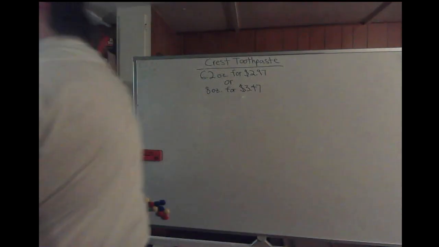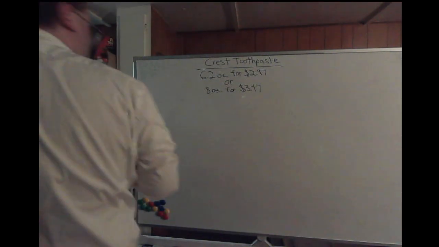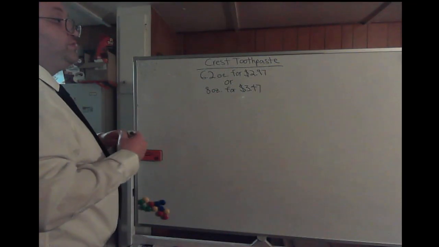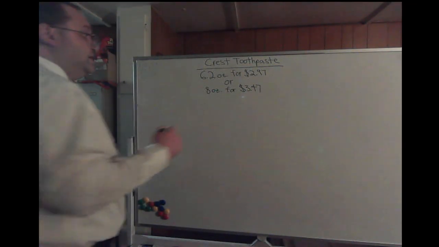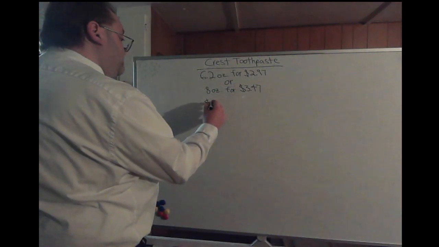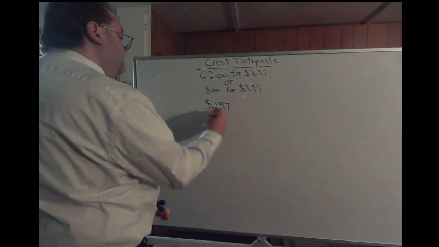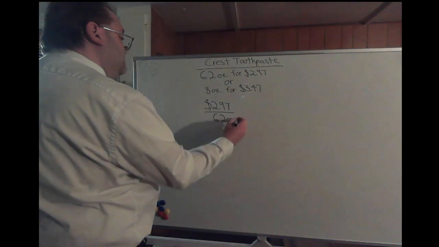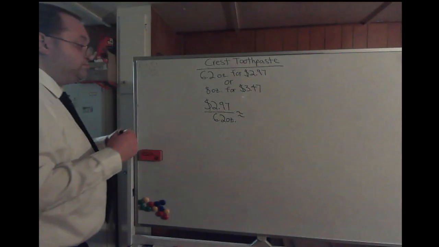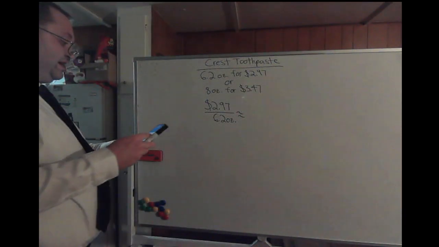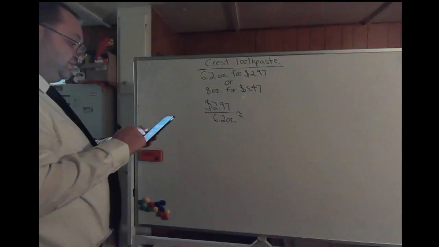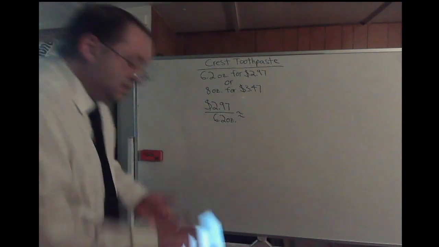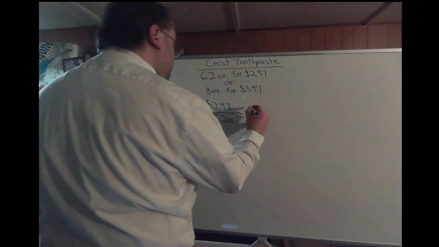Alright, so again, which one's going to be the better deal? Is it going to be the 6.2 ounces for $2.97, or is it going to be the 8 ounces for $3.47? Well, so they tell you the first one is $2.97 for 6.2 ounces. So if we want to figure out how much it is per ounce, let's divide both numerator and denominator by 6.2. We'll get the results for the first one. 2.97 divided by 6.2. That comes out to about 48 cents per ounce.